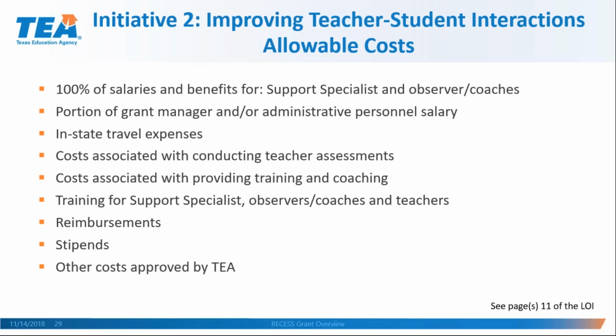The following costs are examples of what would be allowable under the recess grant. All proposed costs will be reviewed and approved by TEA during the grant negotiation process. Allowable costs for Initiative 2 include the following: 100% of salaries and benefits for the following positions: support specialists and observer coaches, 4 per selected regions.